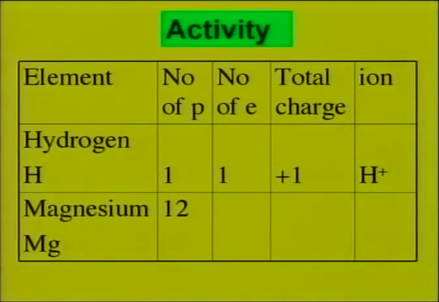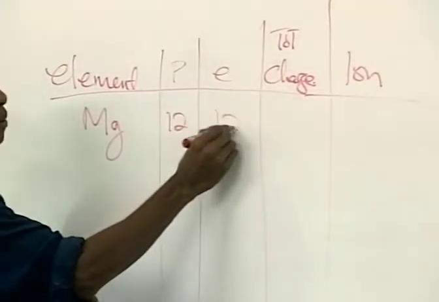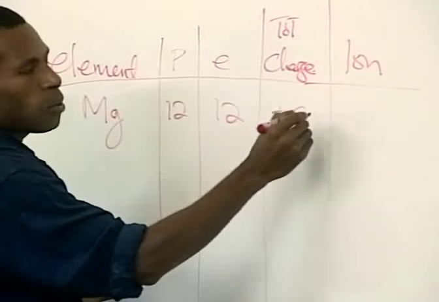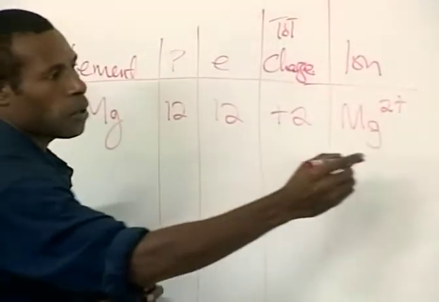Okay, we'll just roll a merge into so. That is the element, the proton, and then you have the electrons. Total, and ion. For Mg, magnesium: 12, plus 2, Mg2+. Okay, good. That is correct.